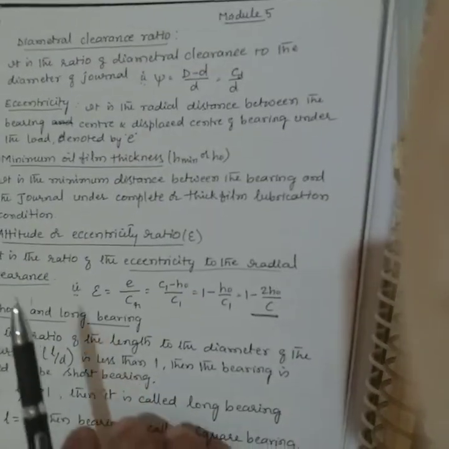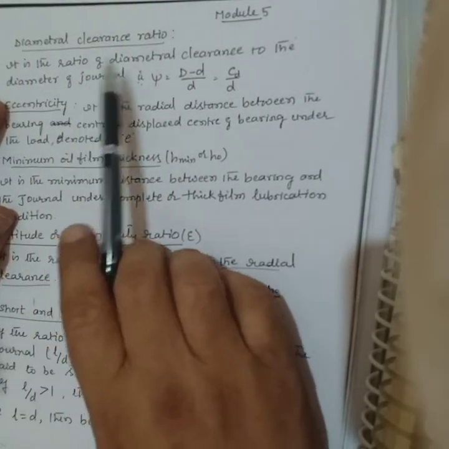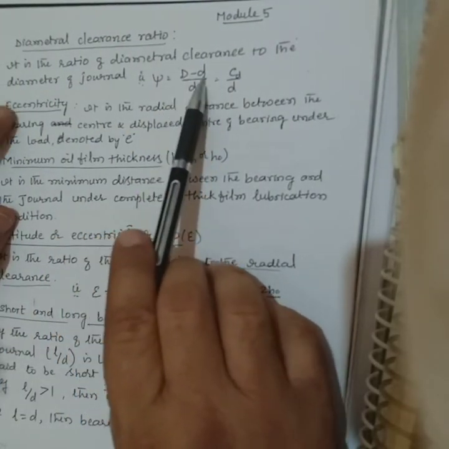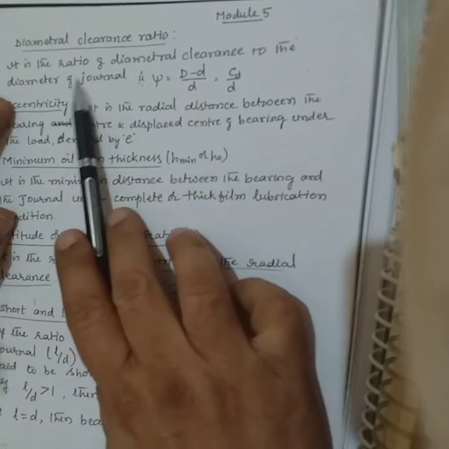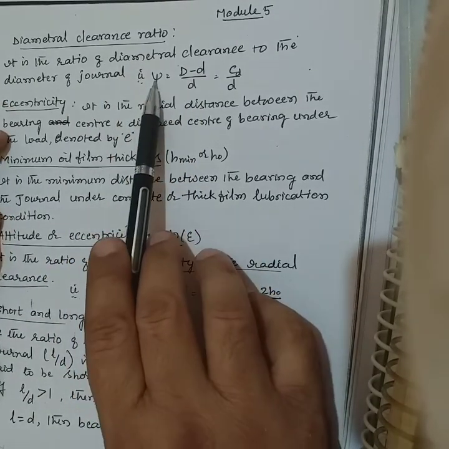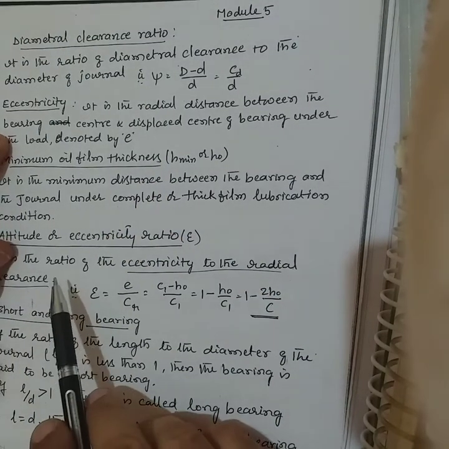Next comes the diametral clearance ratio. It is the ratio of the diametral clearance, D minus d, to the diameter of the journal. That is called the diametral clearance ratio, denoted by xi.